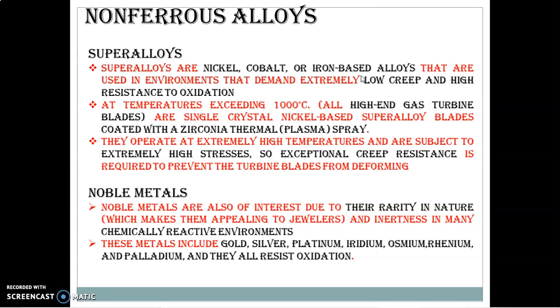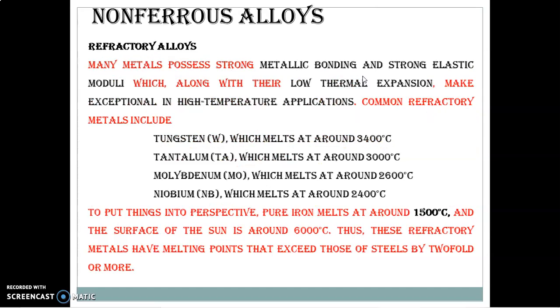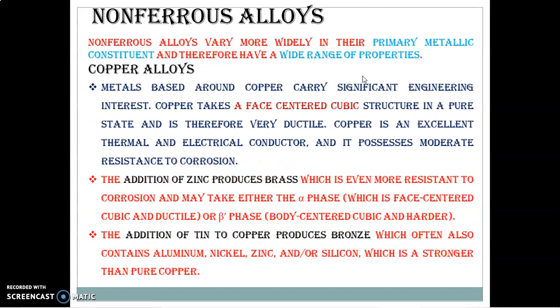Then noble metals. Noble metals are also of interest due to their rarity in nature. They are very rare, which makes them appealing to jewelers and of interest in many chemically reactive environments. Examples of noble metals are gold, silver, platinum, iridium, osmium, rhenium, and palladium, and they all resist oxidation. So this is a brief account of the classification of ferrous as well as non-ferrous alloys.